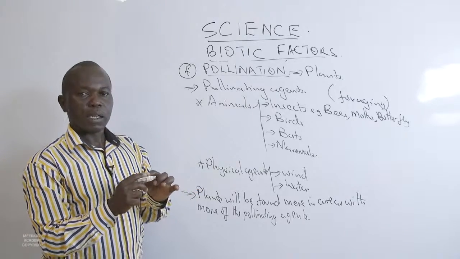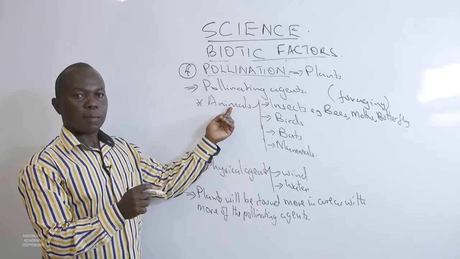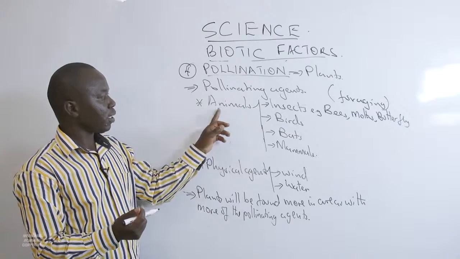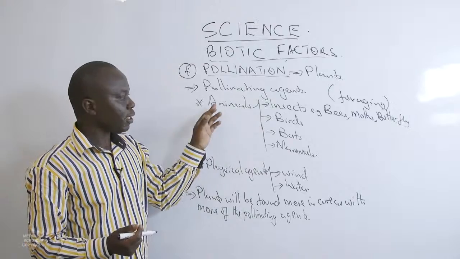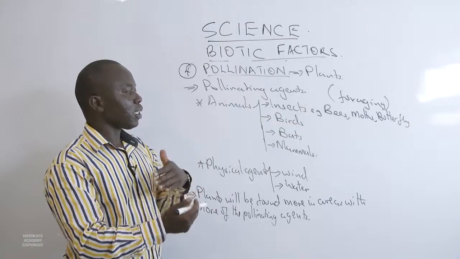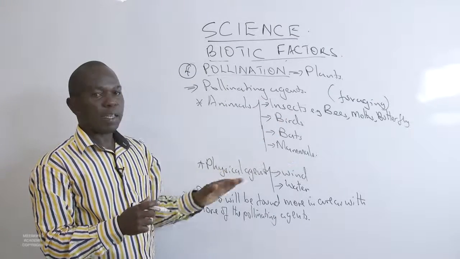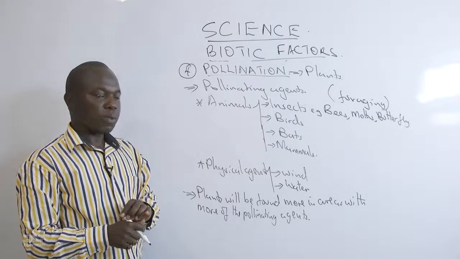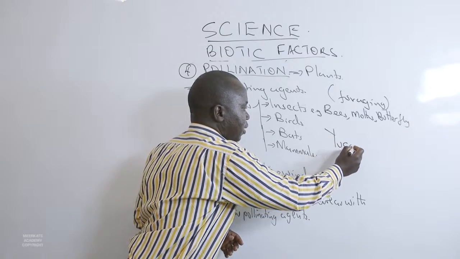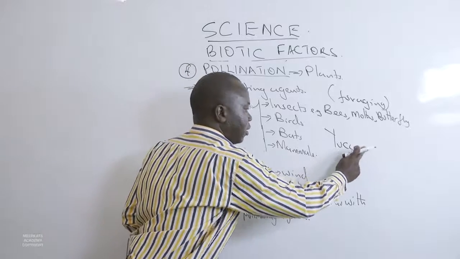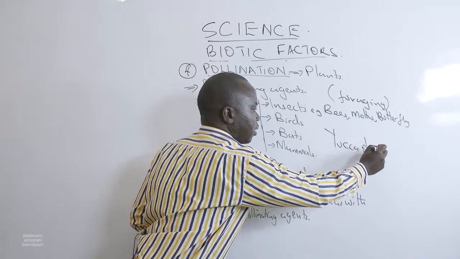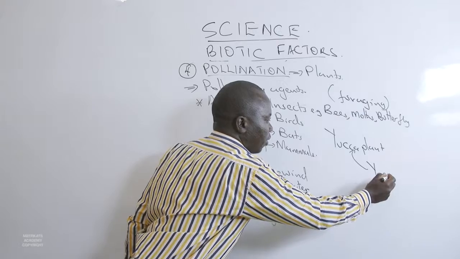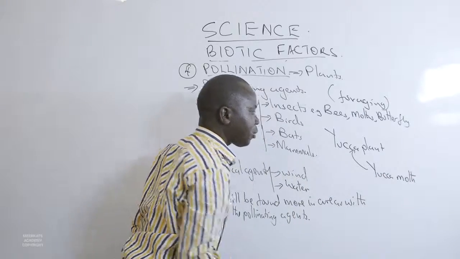specifically for animals, there's a very tight relationship between animal pollinators and the plants. That's why you realize that for flowers that are animal pollinated, they are highly specialized. As specialization goes higher, we are going to have very few animals pollinating it. We have an example of the yucca plant. Yucca plant flowers are highly specialized for pollination by a moth called the yucca moth.